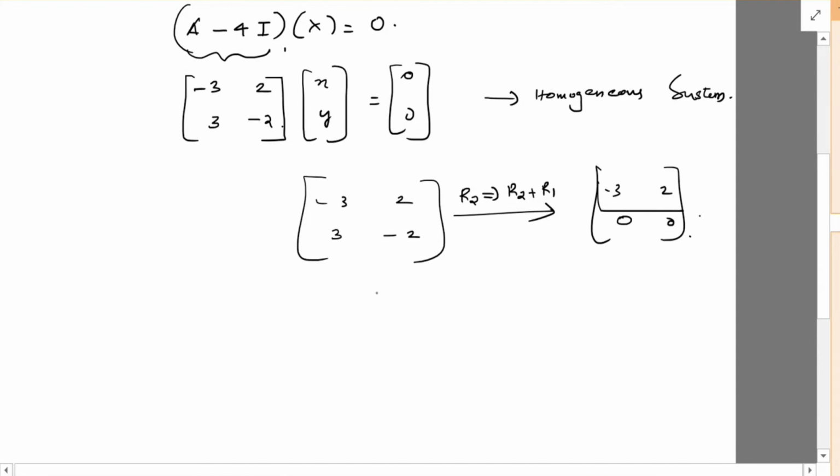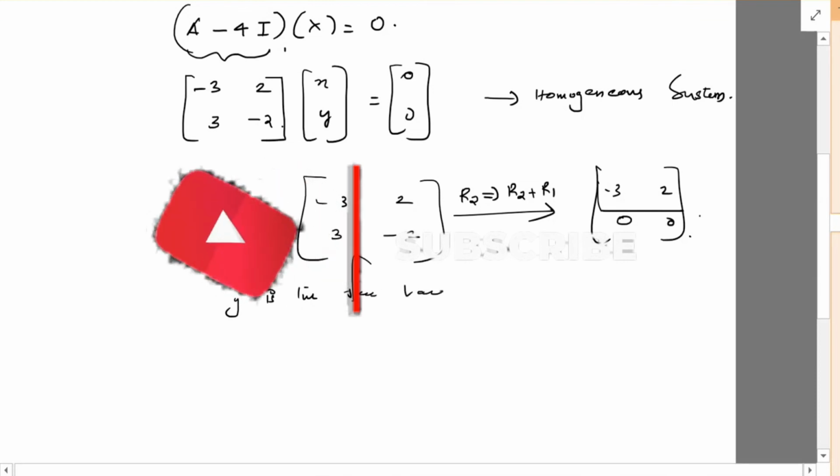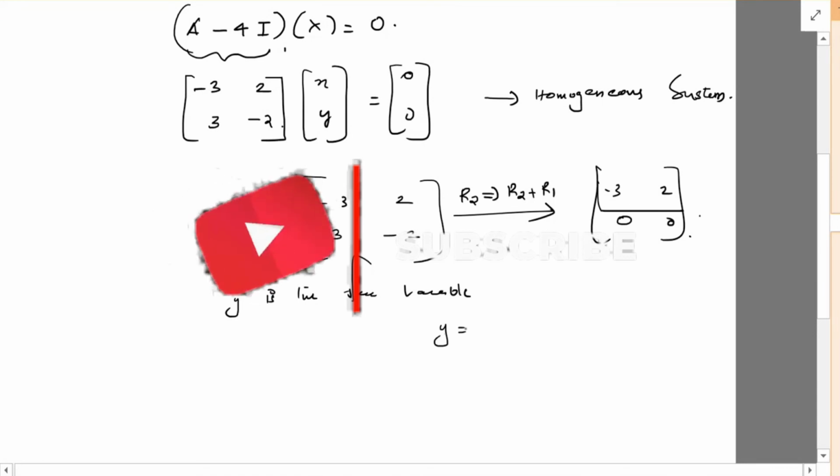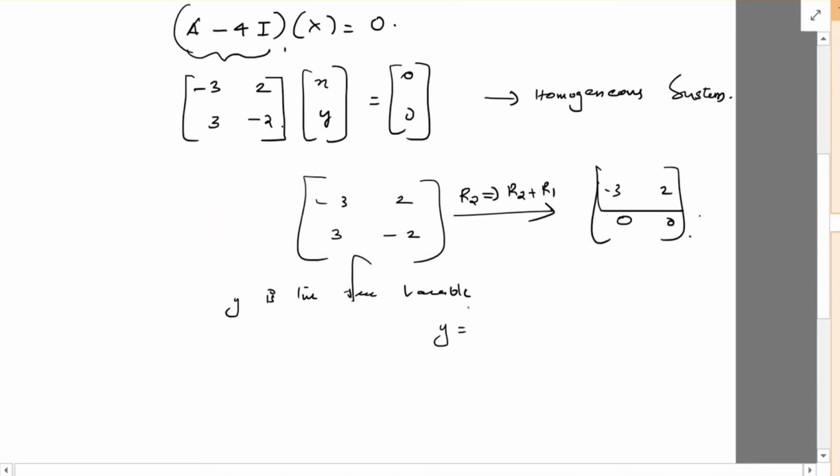To find a solution, what are we doing? We will identify the free variables. So what is the free variable here? y is the free variable. So put some arbitrary value for y. I'm giving y equal to 1, or you can give y equal to 3 or something like that.